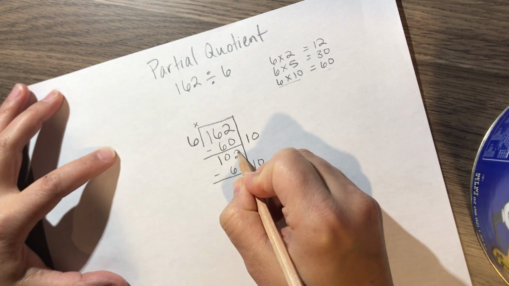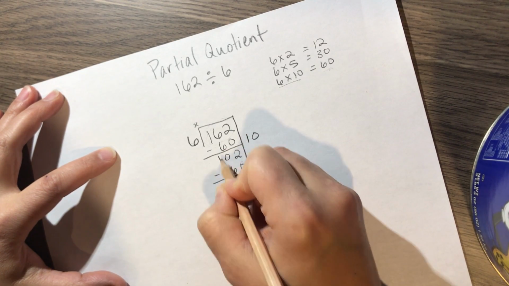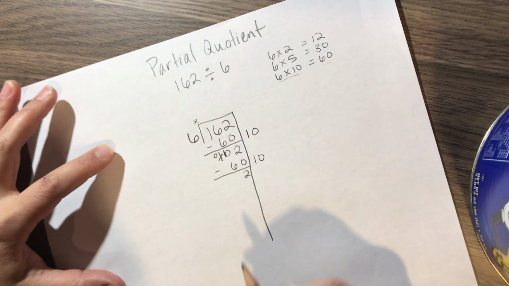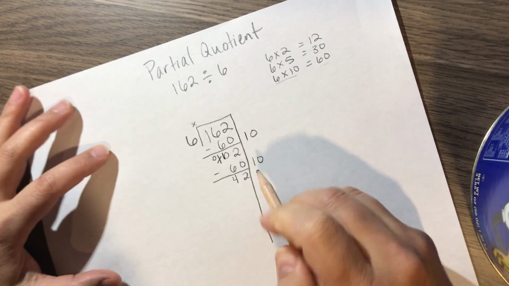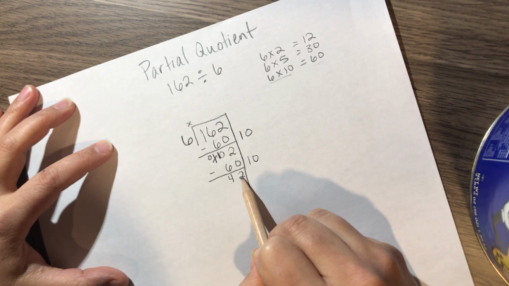And I subtract again. 2 minus 0 is 2. I can't do 0 minus 6, so I cross out the 1. It becomes a 0, and I put my 1 right here. So now 10 minus 6 is 4. This time, my new dividend is 42.